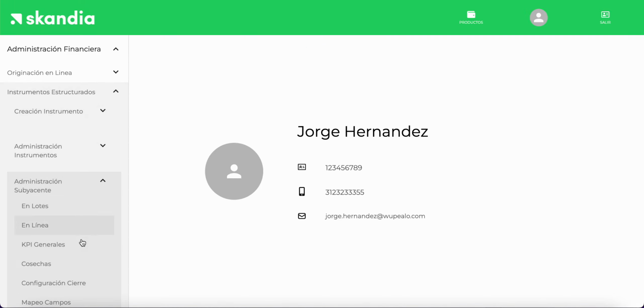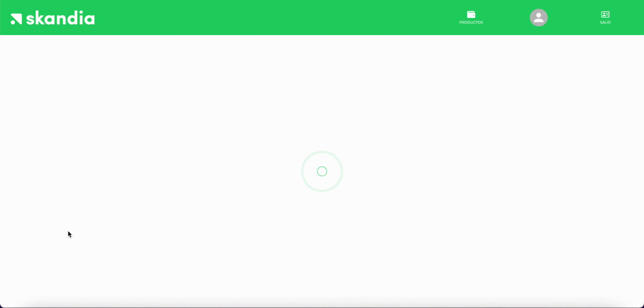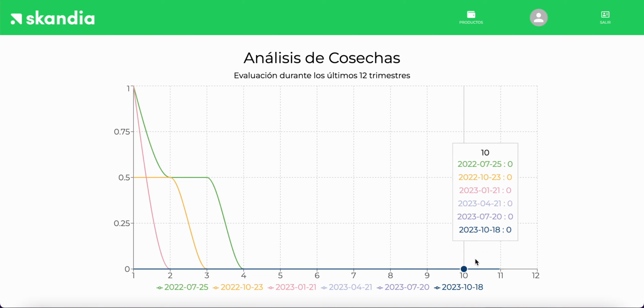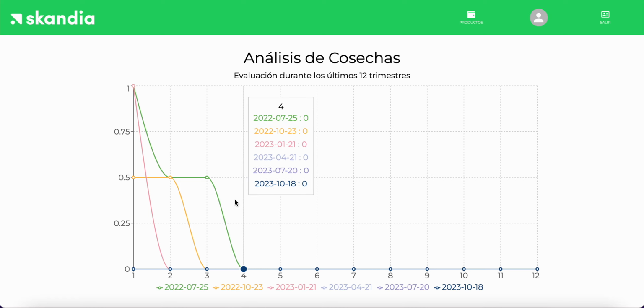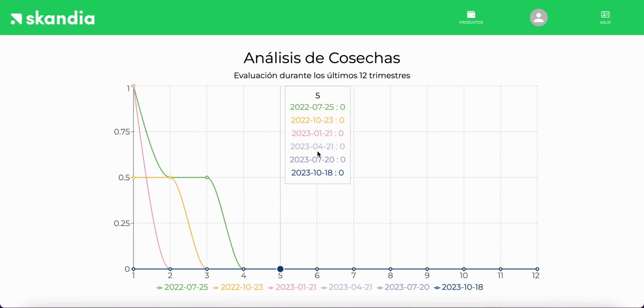We can also review vintages, a vintages analysis. In this example, we have 12 quarters review, and we are reviewing 6 vintages, and we are showing here the default of the portfolio behavior.